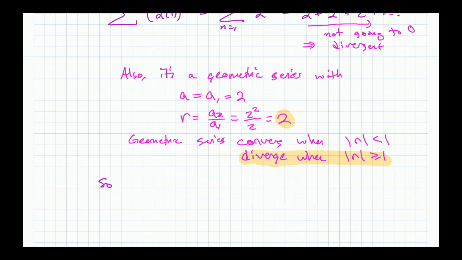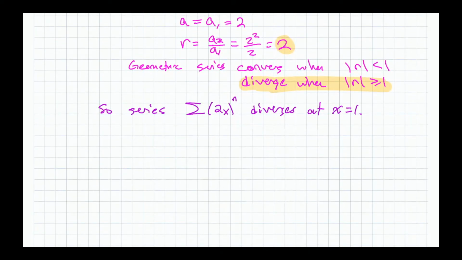So the series, what was it? The sum of 2x to the n diverges at x equals 1. Okay, now move on to the second one.